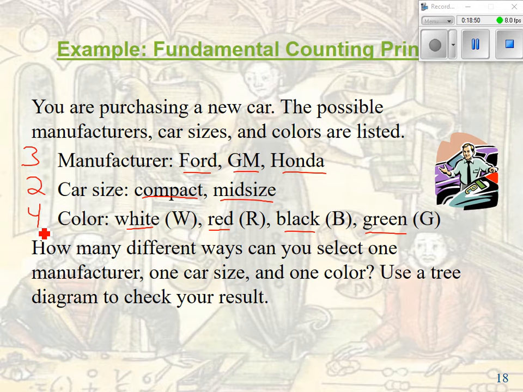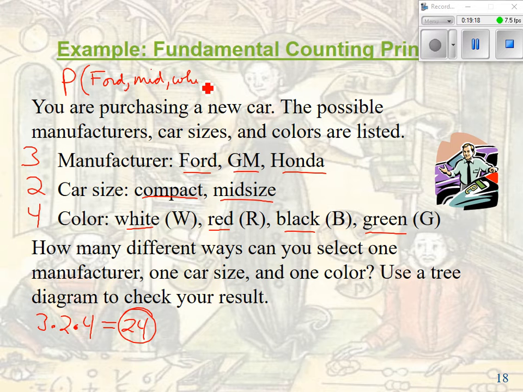All we're going to do, take those 3 numbers, multiply them together. 24. There's 24 different cars you could pick. What's the probability that you pick a Ford, mid-size, white? 1 out of 24.